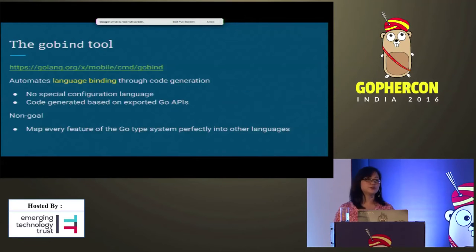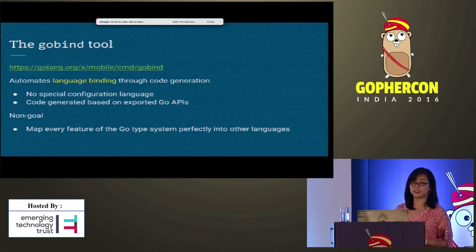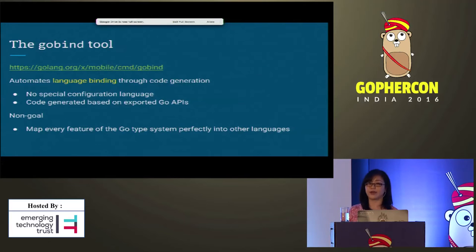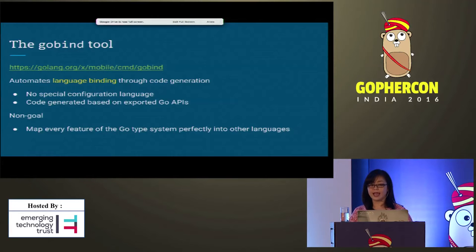I will introduce two kinds of tools that you can find from the sub-repo. The first one is the GoBind tool. The purpose of this tool is to automate language bindings through code generation. There is no special configuration language. You just write a Go program. And Go has a great package, go/types. This tool will analyze and find the exported Go APIs, and based on this, it will create a Java API or Objective-C API for you.